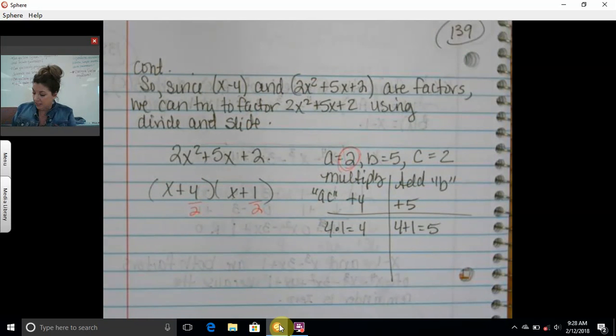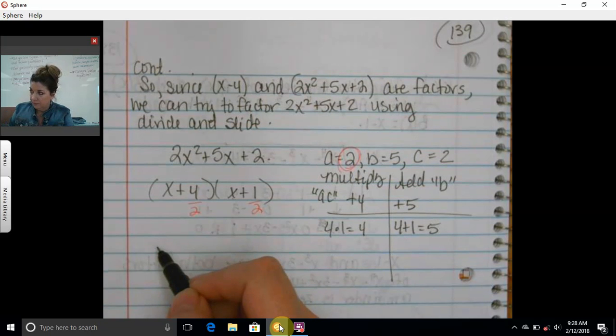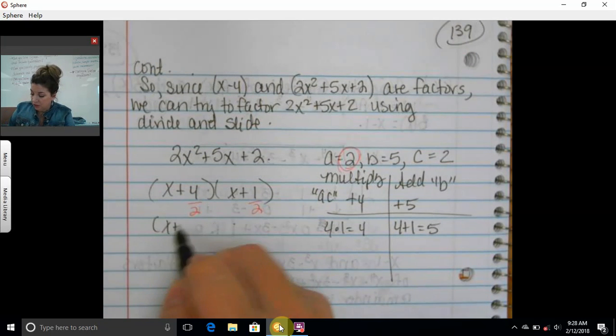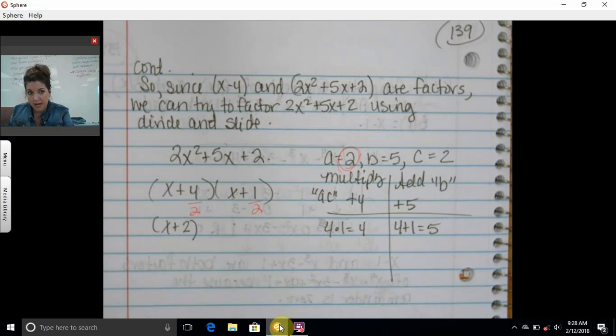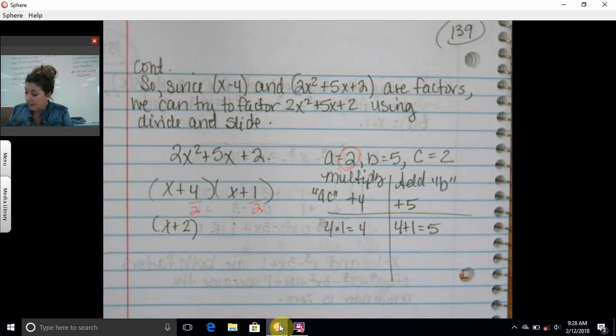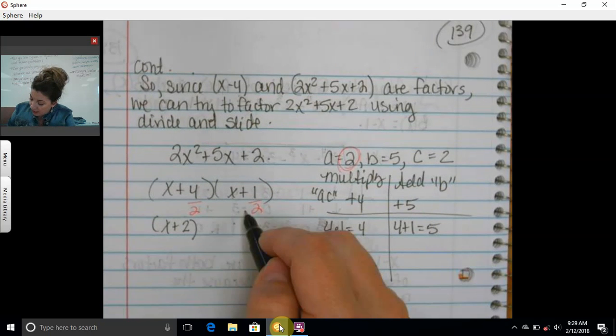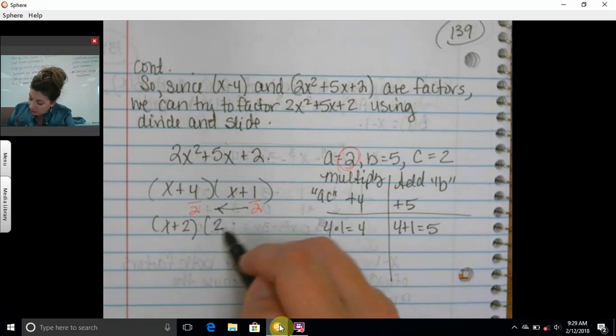4/2, is that going to be a divide or a slide? A divide, because 4 divides by 2 evenly, right? So it gives me x plus 2. 1/2, divide or slide? That's right, kids, slide. And when you slide, if you can reduce first, you have to. Can you reduce? No, you can't, kids. So we'll just slide it on over, and I get 2x plus 1.